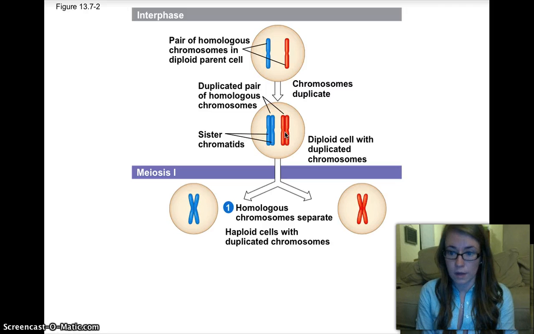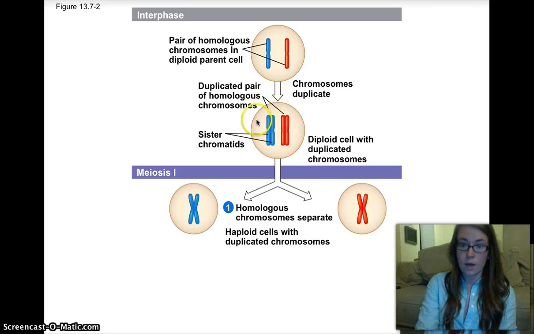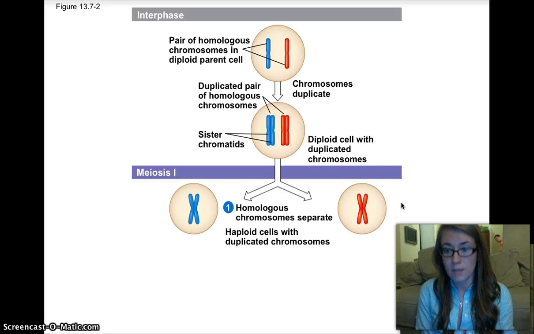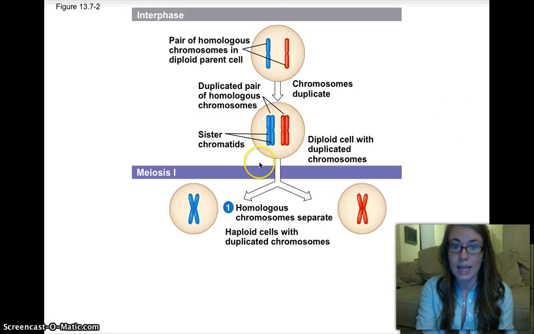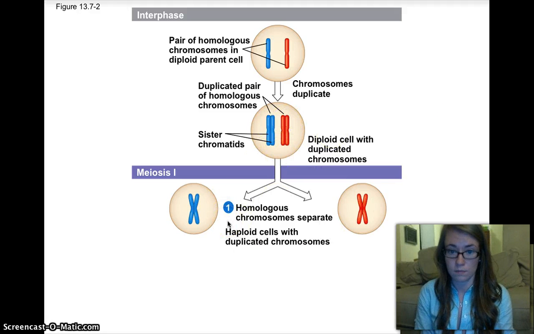Then we get to meiosis 1. During meiosis 1, the homologous chromosomes are separated. So the chromosome 1 from your dad goes into one cell. Chromosome 1 from your mom goes into a different daughter cell. So that is what actually happens during meiosis, is we separate the homologous chromosomes. So now each of these cells only has genetic information from 1 parent, meaning it is haploid. Okay, we are diploid up here. Now we're haploid after meiosis 1.